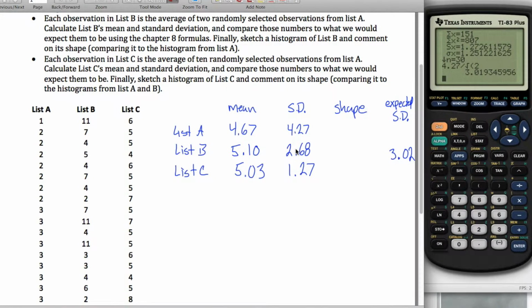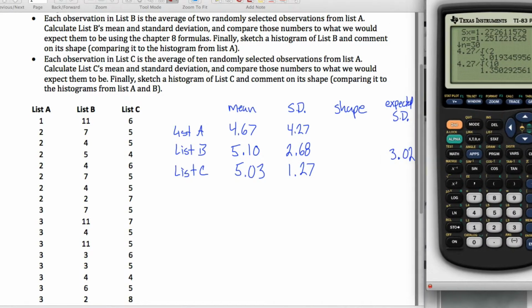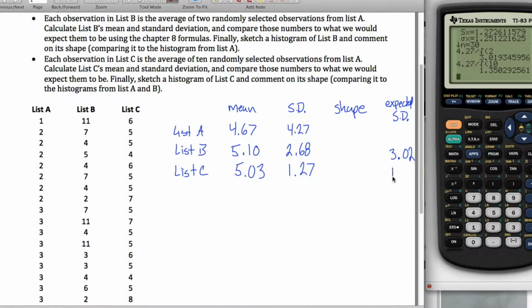Not exactly what I got, but pretty close. What about for List C? I would have expected that standard deviation to be 4.27 divided by the square root of n, but since they're averages of 10, my value of n is 10. So I divide by the square root of 10, and I get 1.35. Again, not exactly what I got, but pretty close. My expected standard deviation was close to my actual standard deviation.